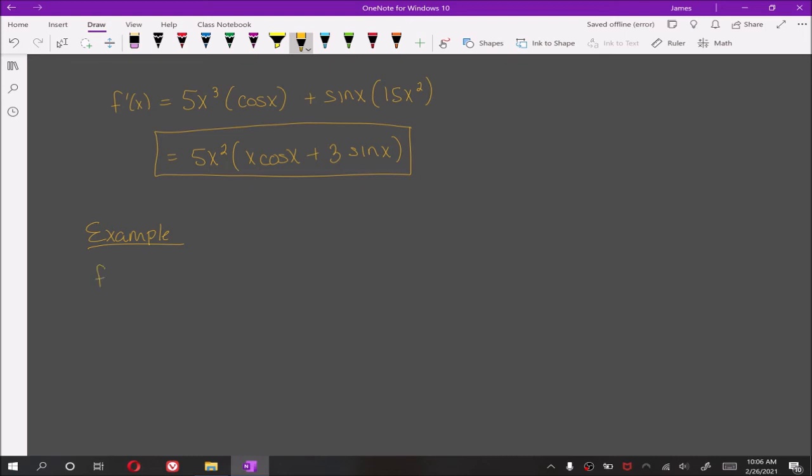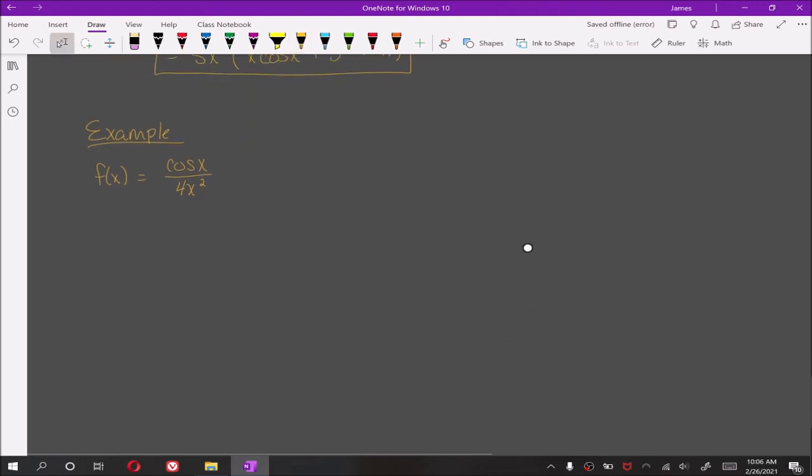Now, let's consider the function f of x equals cosine of x over 4x squared. Now, to find the derivative of this function, we need to use the quotient rule. Right? This is a quotient of two functions. So it's the denominator times the derivative of the numerator minus the numerator times the derivative of the denominator all over the denominator squared.